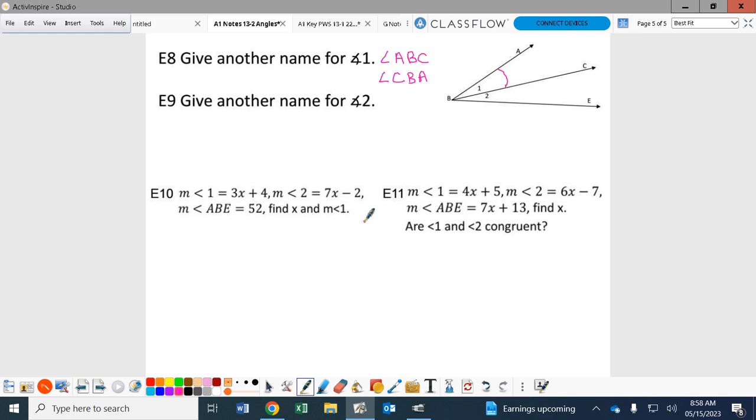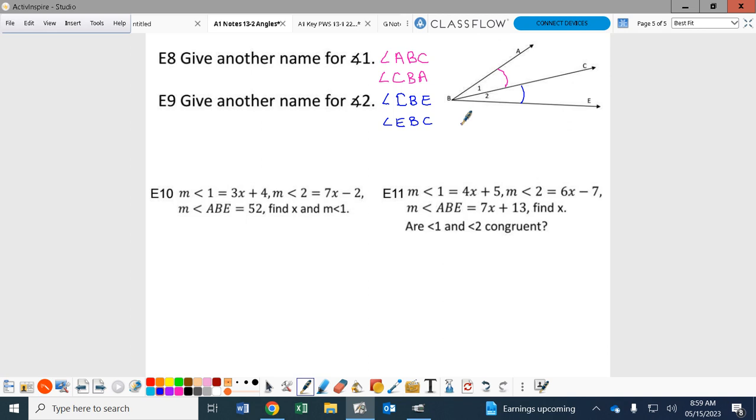Okay? Let's do the same for 2. What would you call 2? What was 2? I'm sorry. Sorry, that was my fault. C, B, E. I was marking it and wasn't paying attention. What's the other name? They didn't ask for it, but let's just give it. In case anybody called it this, EBC would also be correct. B has to be the middle letter. It's got to be the vertex. That's how you name angles.